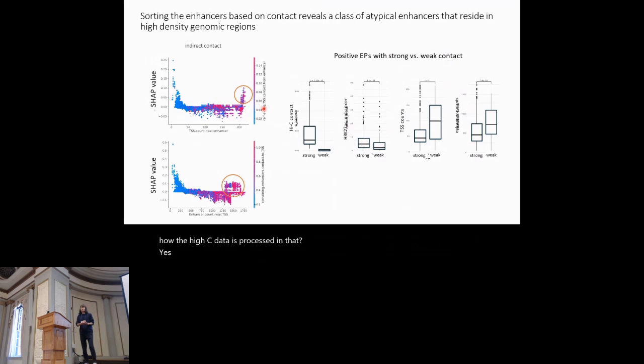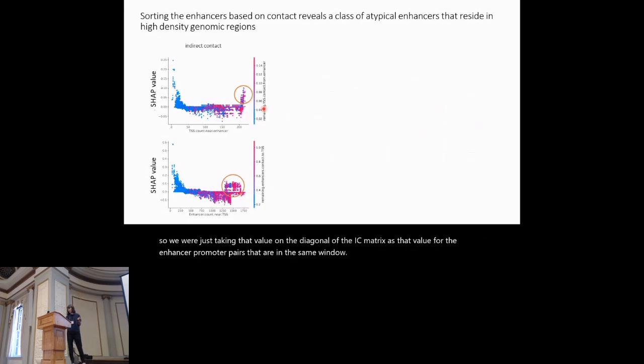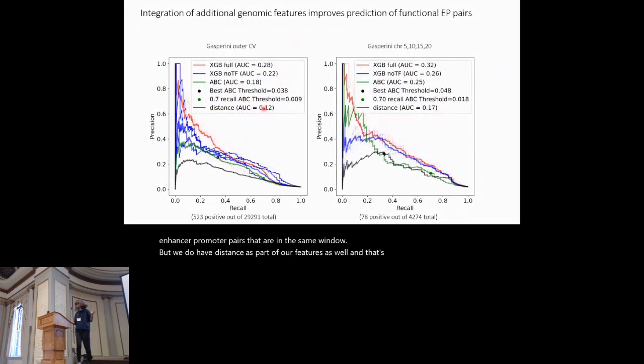Yes, so in the Hi-C matrix itself, if they are in the same window, that window also has a value for Hi-C. So we were just taking that value on the diagonal of the Hi-C matrix as that value for the enhancer promoter pairs that are in the same window. But we do have distance as part of our features as well, and that's basically the second feature.